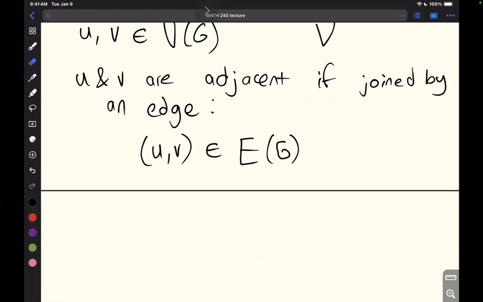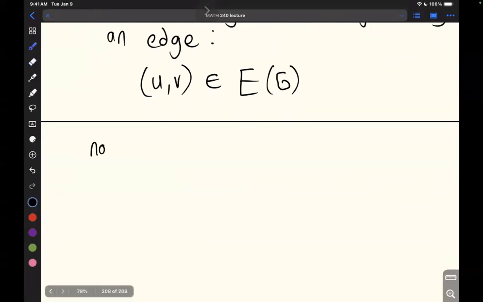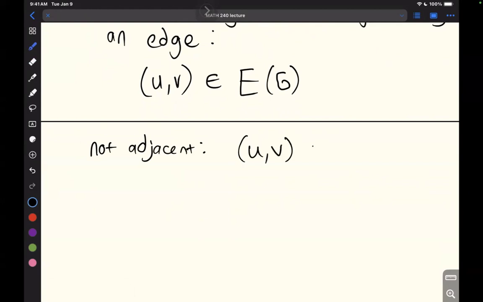Question. If you were to write notation for that, would you write not E? Yeah, so it would be U and V are not in my edge set. So you just draw a slash through it.